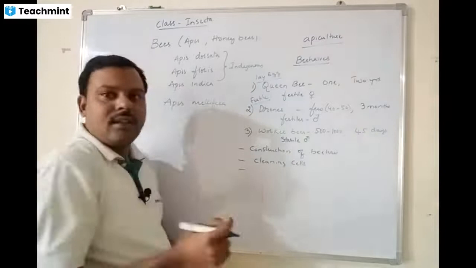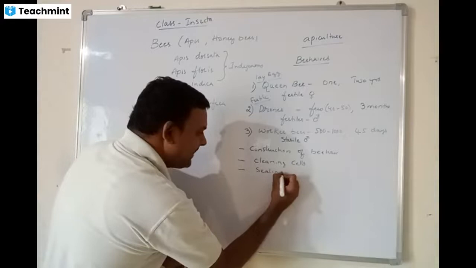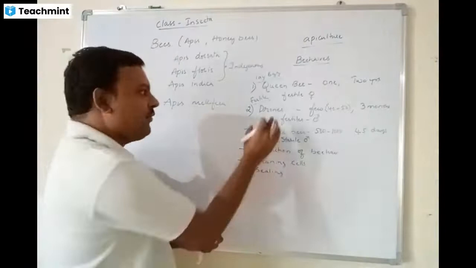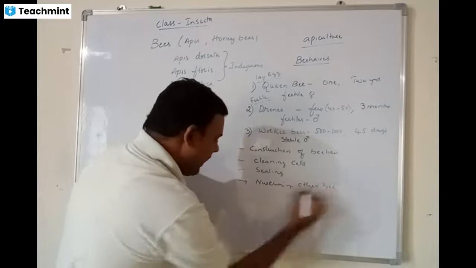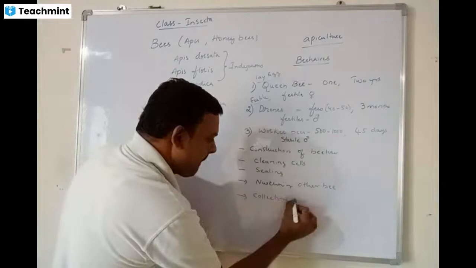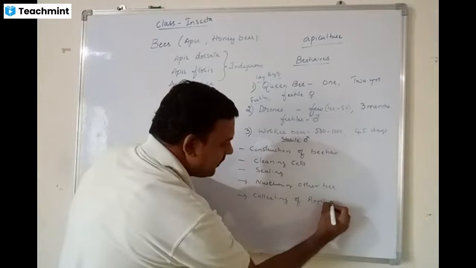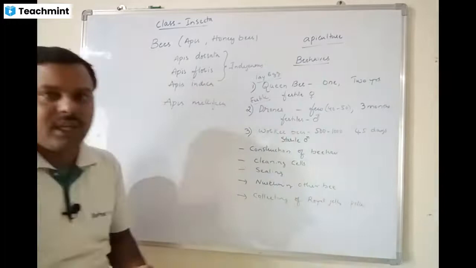And once the royal jelly is filled, they have to do the sealing. And they are the ones who give food to the other two bees also, nurturing other bees, and collection of royal jelly and pollens, everything. So the worker bees have many functions.